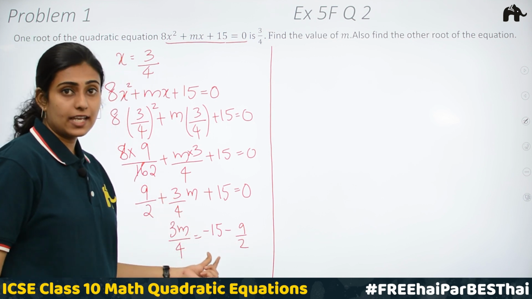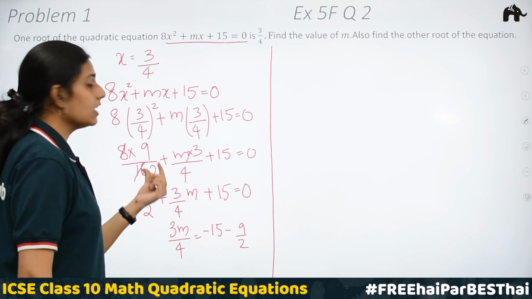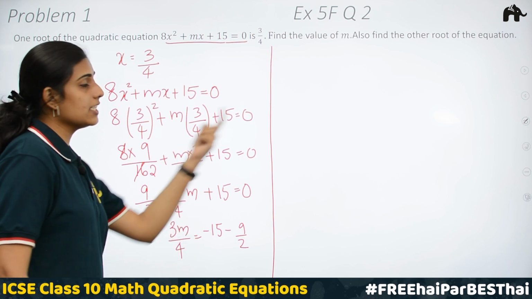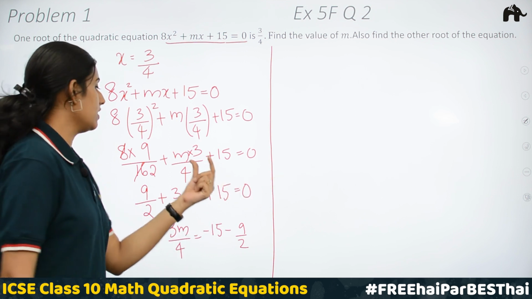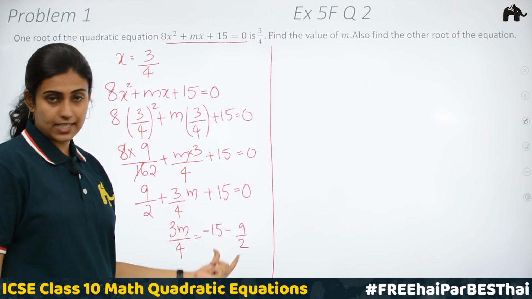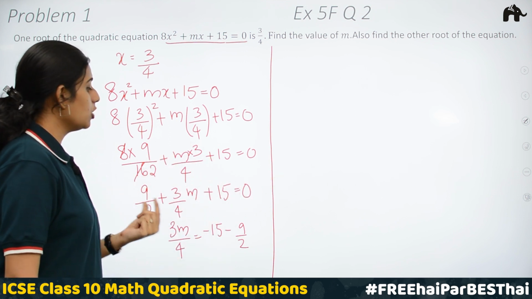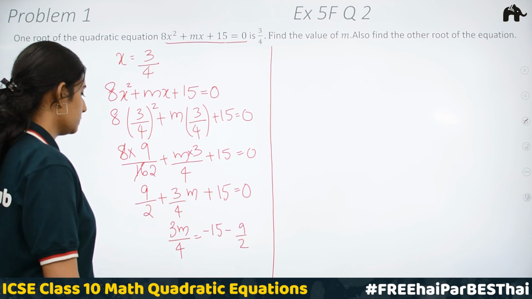Why do we put this negative sign? Because when you take a term from LHS to RHS, the sign reverses. Positive becomes negative. Here we have positive 15, it becomes negative 15. Positive 9 by 2 becomes negative 9 by 2.